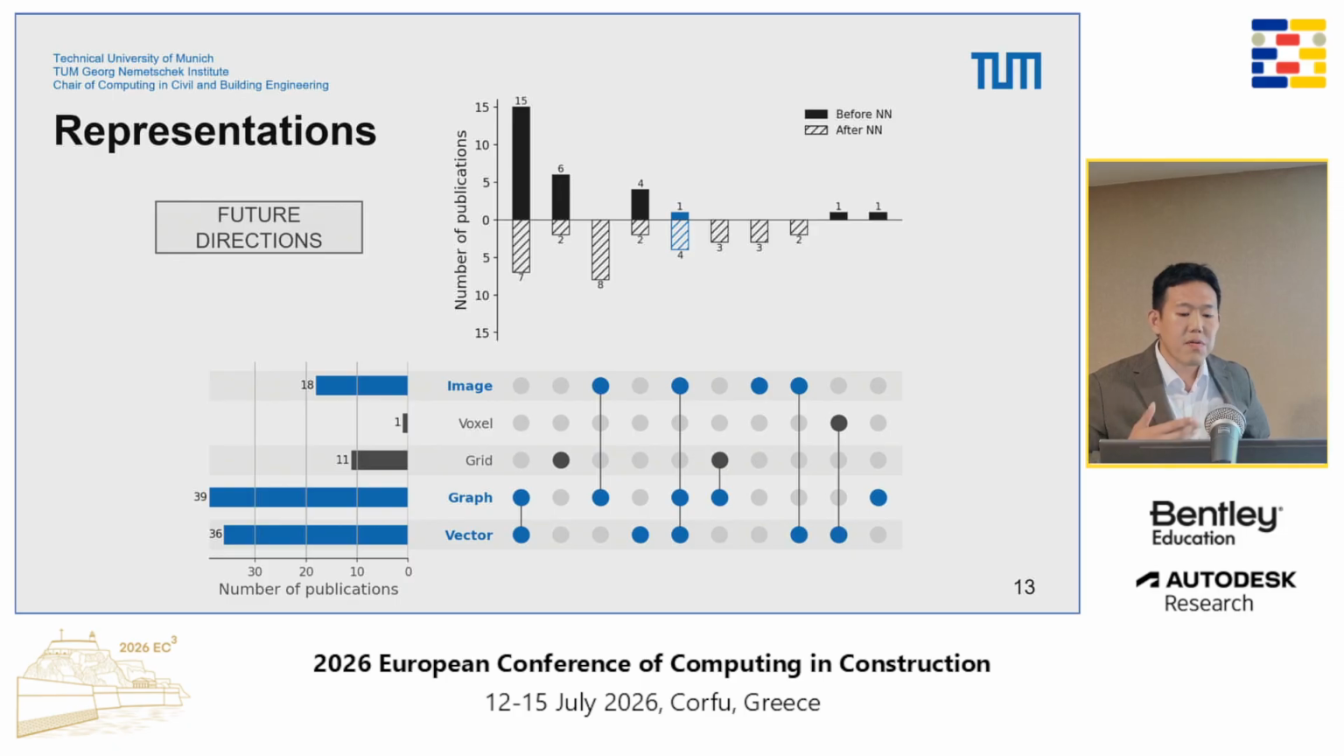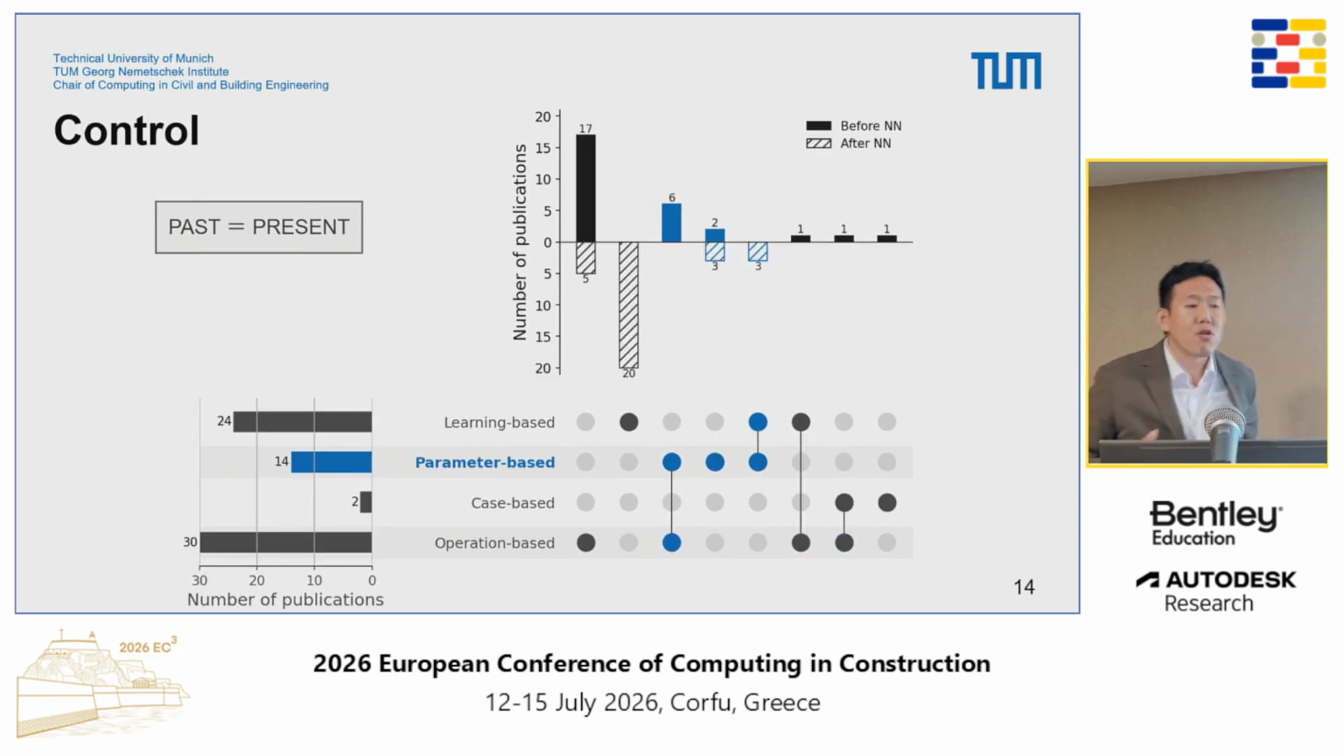And I see a future direction, of course. This vector and graph have their own benefit of robustness, not only for generation, but for checking. But image, or rather this kind of neural represented design, also has its own value for having this flexibility, including those implicit design intents. That should be something that could be a future direction in terms of digital representation.